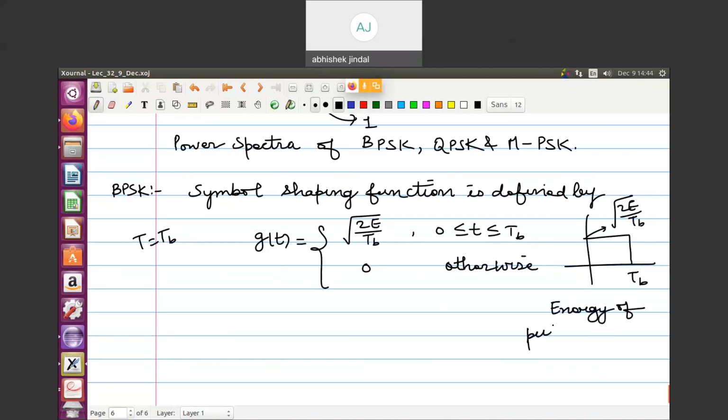Now, what is the energy of this? Energy of pulse is twice of E upon TB into TB, and that is nothing but twice of E. Yes, so this is the energy in the pulse. Now, when this gets multiplied with the cosine terms, 1 by 2 will come from there, so the 2 and 2 get cancelled, and this E is the total energy, that is the bit energy which you transmit.